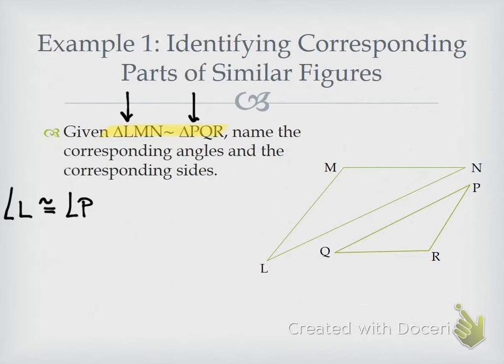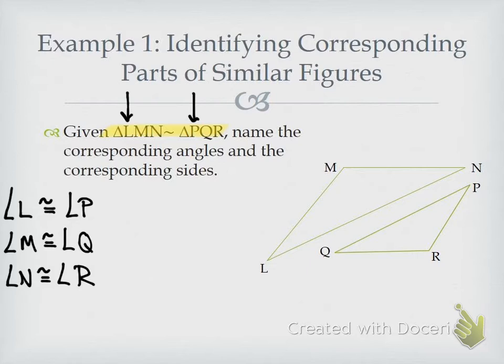Okay, what about the second angle? Angle M. Angle M would be congruent to which angle? Angle Q. All right, and then the last one, angle N, is congruent to angle R. So there we have it. We have our three pairs of corresponding angles. Numbers 2, 3, 7, and 8 ask for corresponding angles and sides. Okay, so this example will help you on those questions.